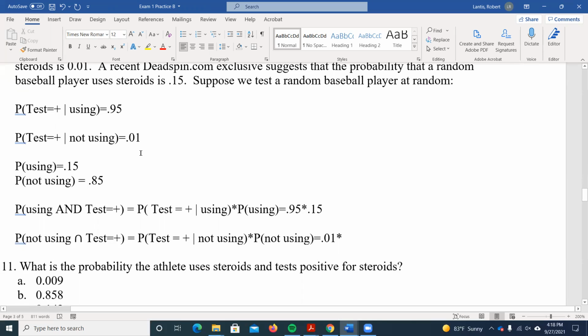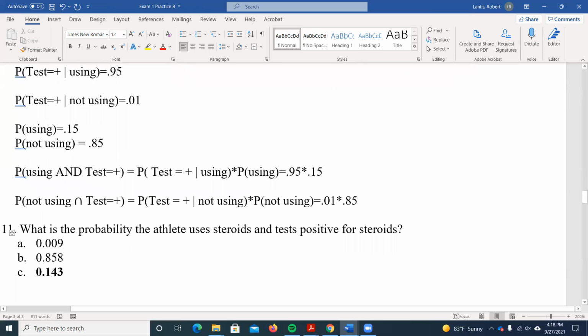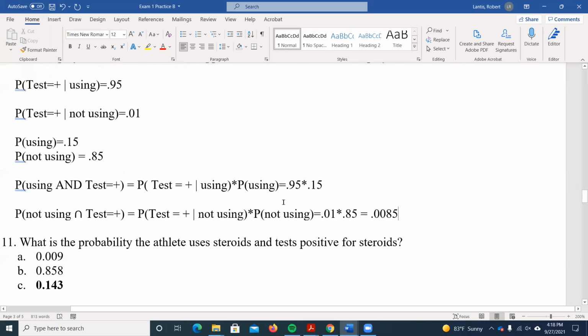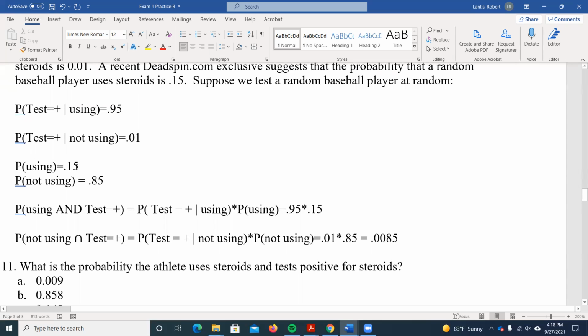So now that I've got that, I can plug that in and I can get my answer here, which should be 0.0085. Any questions on that? So notice I wasn't directly given the probability that someone's not using, but if I know the probability someone's using, I automatically know the probability they're not using is just whatever would get me up to 1, if you want to think about it that way. Any questions on those two?